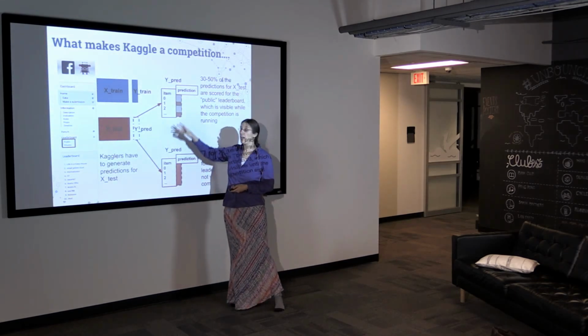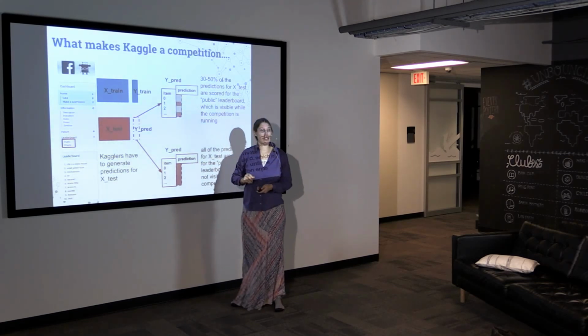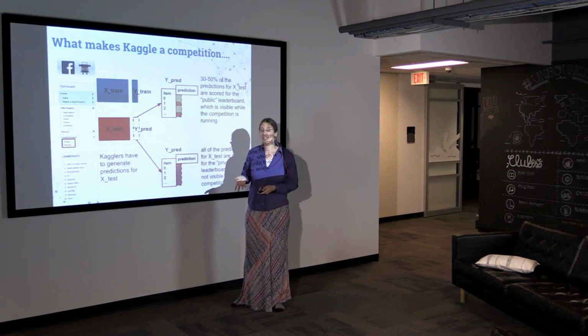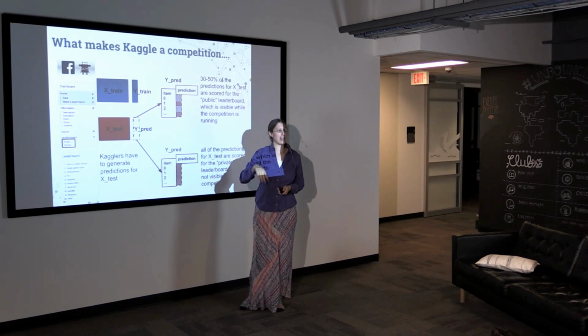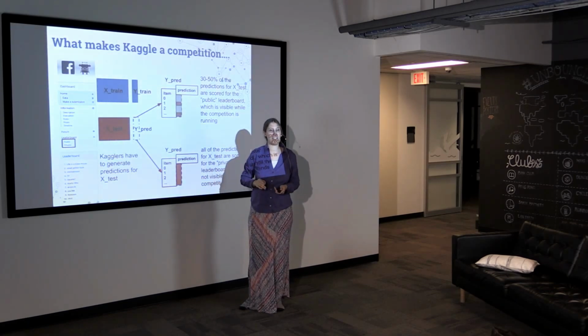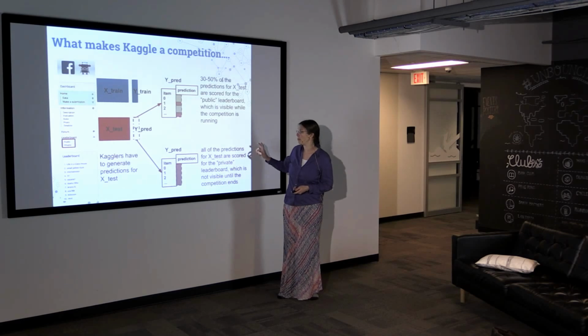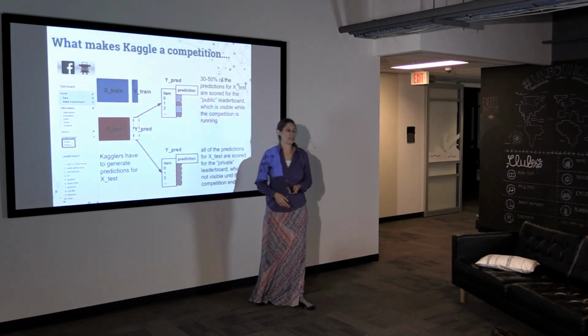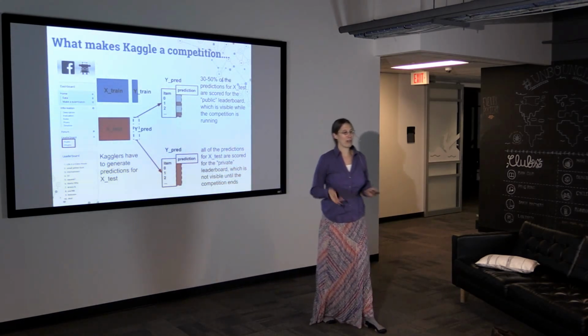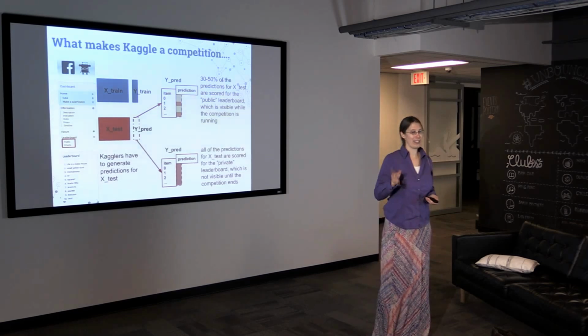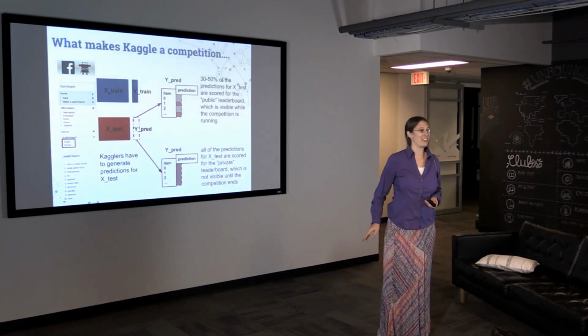your predictions, but only about 30% of those predictions that you made are actually evaluated. So you can see how you're doing relative to other people, but you don't know what the final score is going to look like until the competition is over. Then you see the private leaderboard, and all of your predictions are scored at that point. That's what makes it exciting, because you can see how you're doing relative to other people, but you don't know what the final result's going to look like.